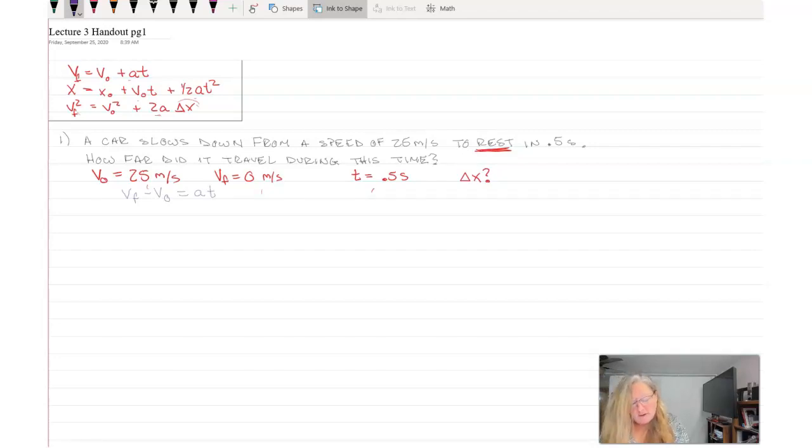So I have v final, I have v initial. Let's go ahead and remind ourselves that v final is 0. So we don't need to worry about that. So this just gives me an equation in terms of the initial velocity and the time and the acceleration. So I can rearrange that and say that v initial divided by time will give me my acceleration.